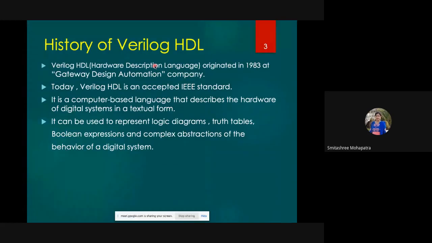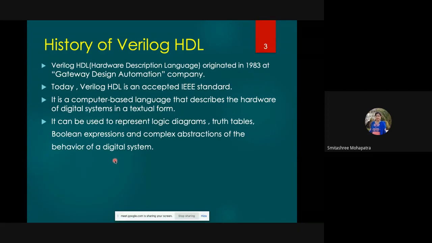Before going into the discussion, first we'll look at the history of Verilog HDL. Why did Verilog HDL emerge, what is the need for it? Because you already have many software languages like C, C++, Java, and so on, right? But again, why do you need this kind of language, called Verilog HDL?